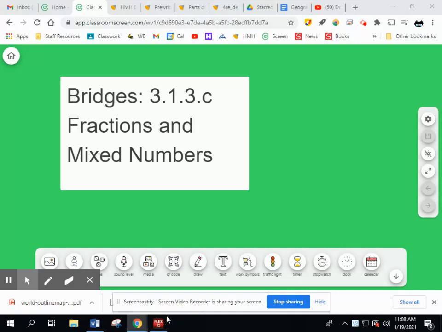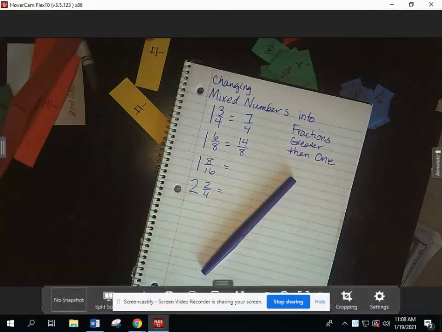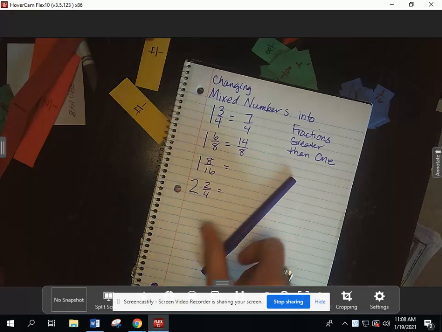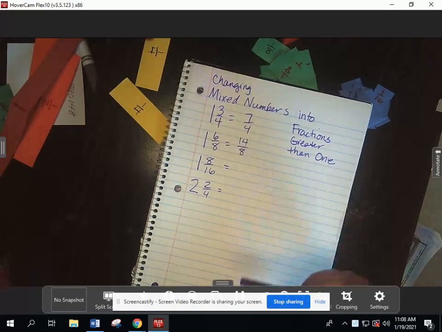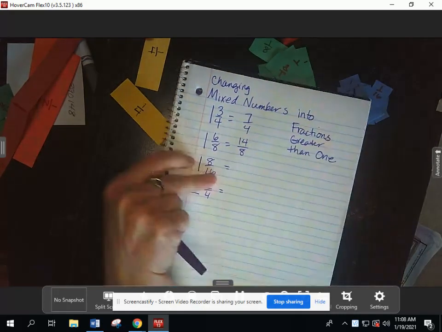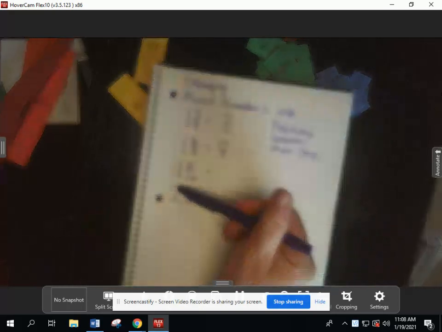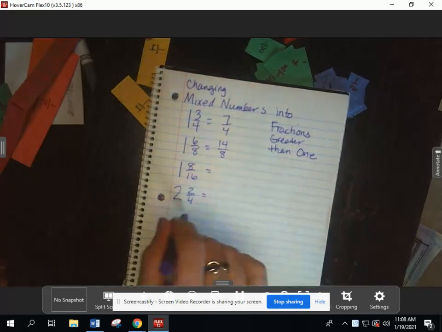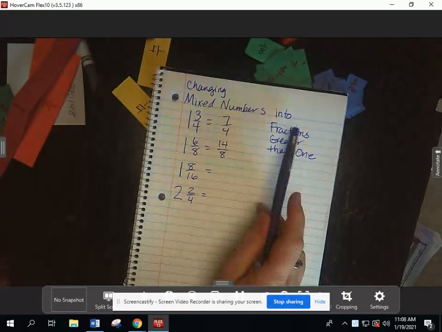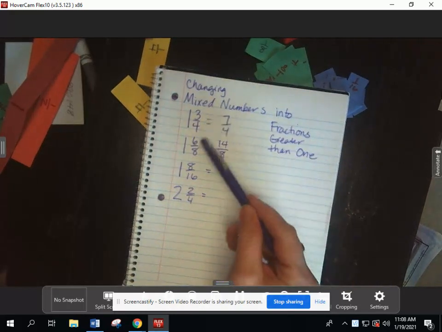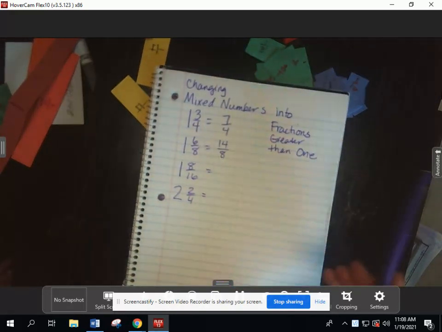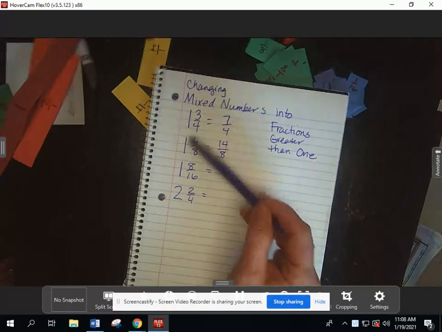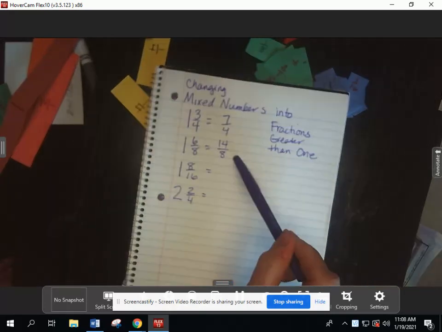Okay, so getting back to what we were working on, this is where we left off. And some of you were saying, well, I don't have that many pieces. And then some of you started really realizing a bunch of information with this. And I think this was a little confusing because I didn't tell you what was happening on this side of the equal sign. So here we have changing mixed numbers into fractions greater than 1.